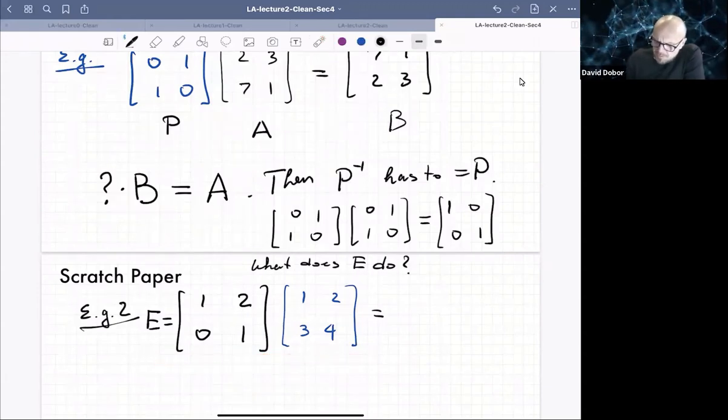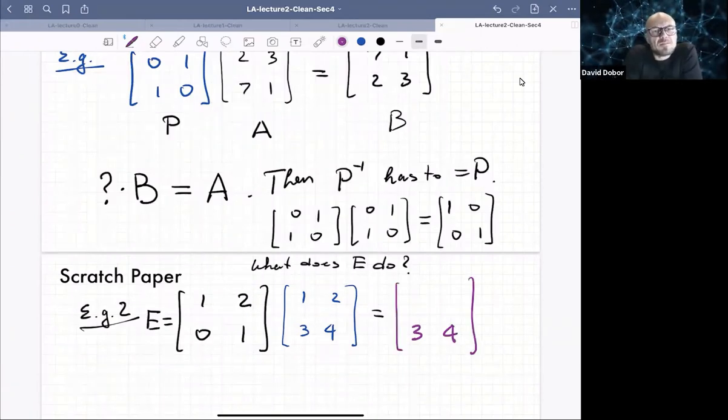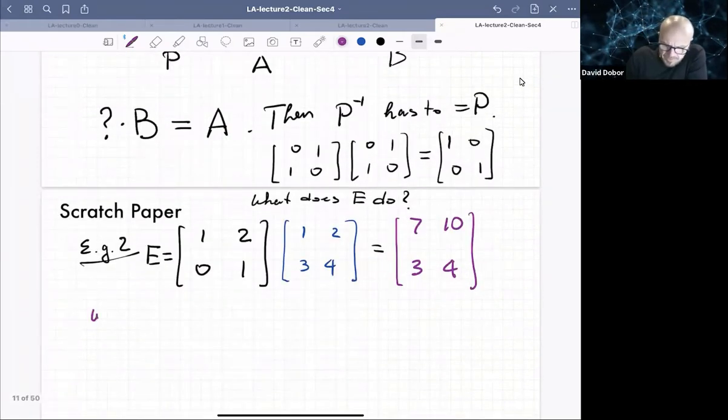If you do the multiplication, you will see that, first of all, the bottom row stays the same if you just do the usual multiplication. And the top row becomes top row plus twice the second row. So what happens is that this becomes a 7 and this becomes a 10, right? When you multiply those matrices together. Does that make sense? Now, what is undo E?